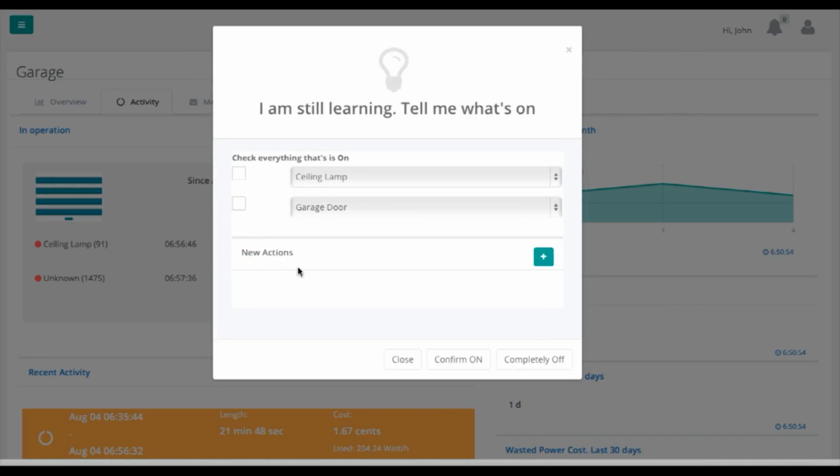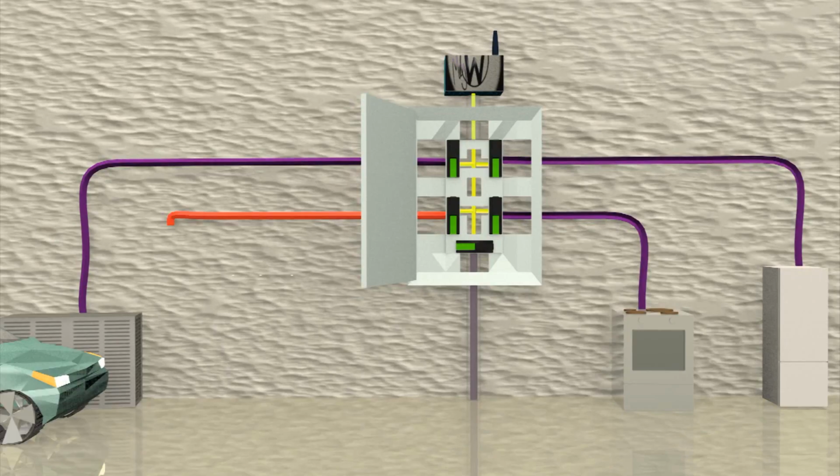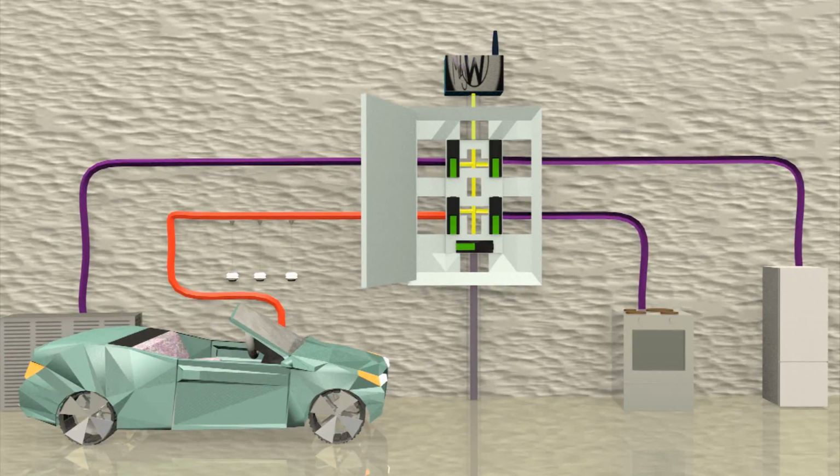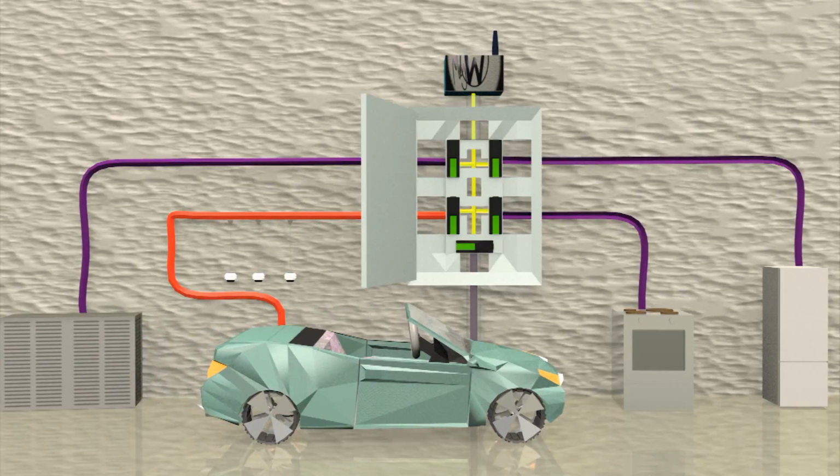Out of the box, my Dr. Wattson comes with some rudimentary knowledge. It can, for example, distinguish a light bulb from an operating garage door. Everything else is labeled as unknown. In this episode, we will train my Dr. Wattson to recognize when an electric car is being charged.